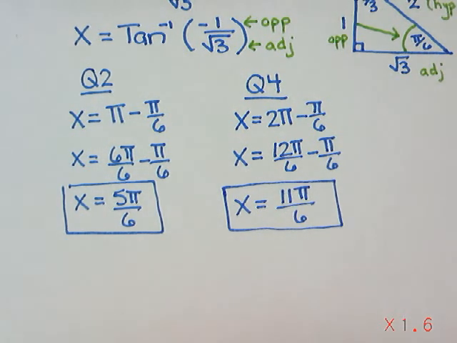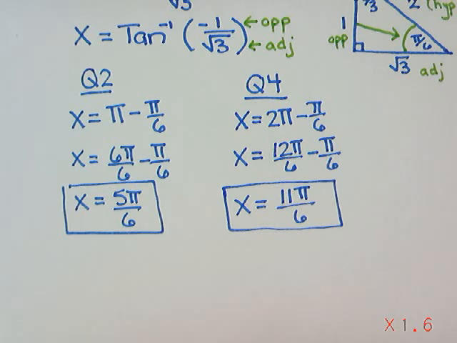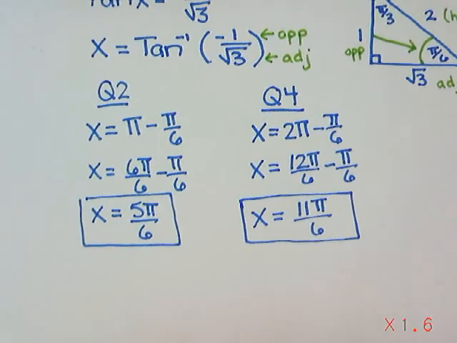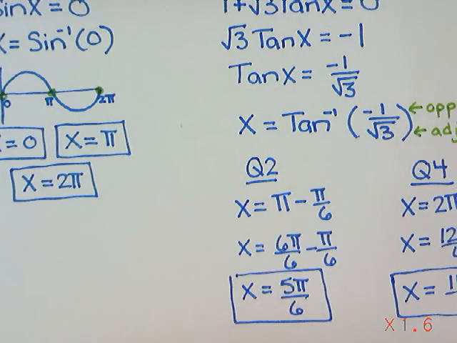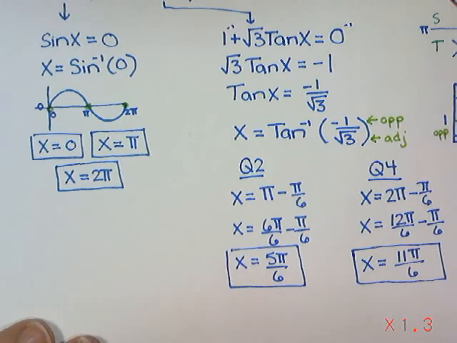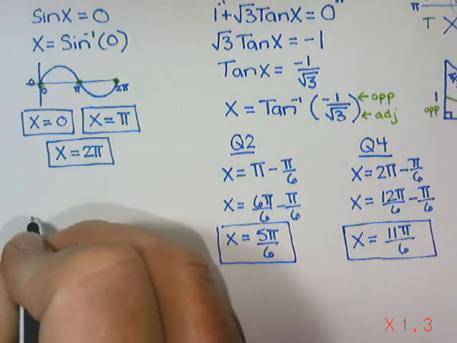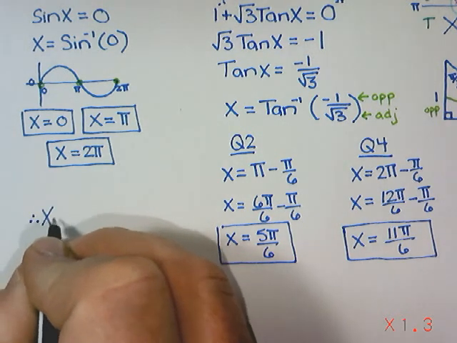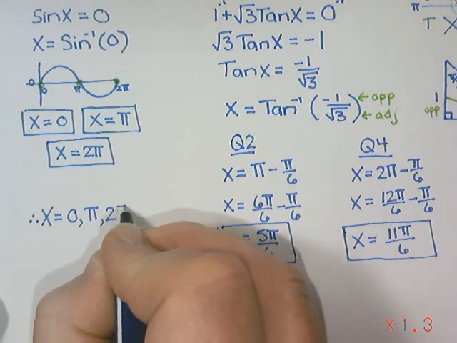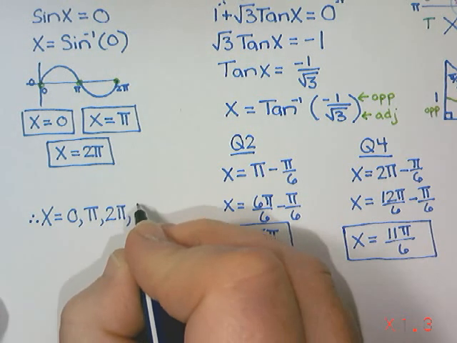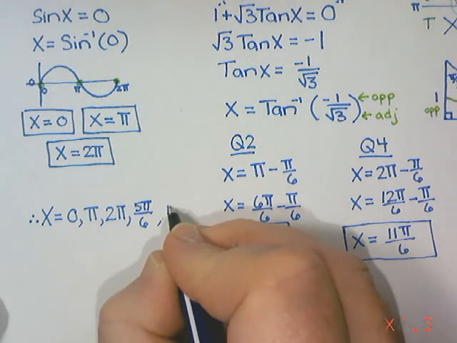Right. So I have two angles that came from the tan part, and I have the 3 original angles that came from the sine part. So I now have a grand total, I'm going to zoom out, of 5 different angles here. X could be 0, it could be pi, it could be 2 pi, it could be 5 pi over 6, or 11 pi over 6.